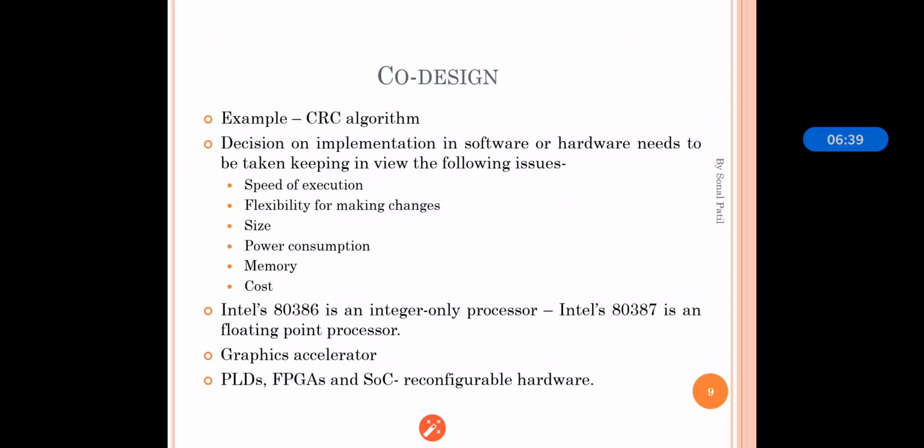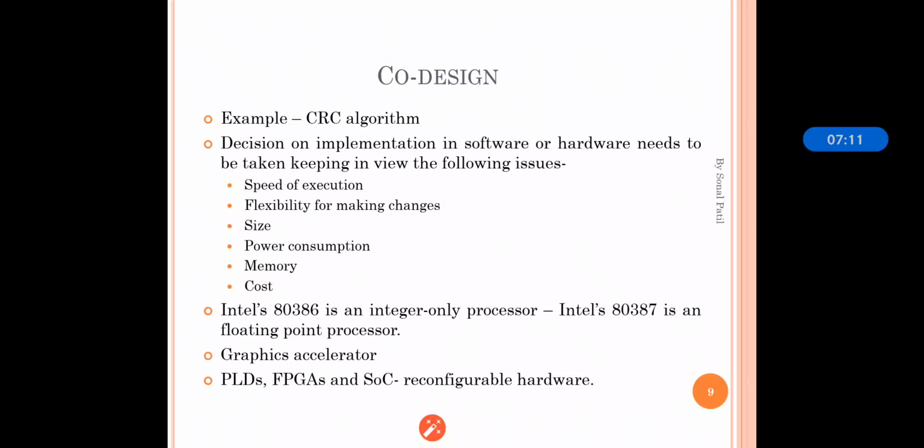Size should be as compact as possible, as I already said. Power consumption should also be less. It's desirable to have less power consumption. Memory cost: memory is also used according to its need. According to the requirement of our system, the memory is used from RAM, ROM, or its hybrid types. Cost: it's desirable to have as low a cost as possible.